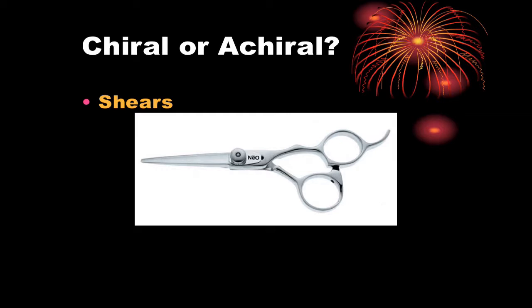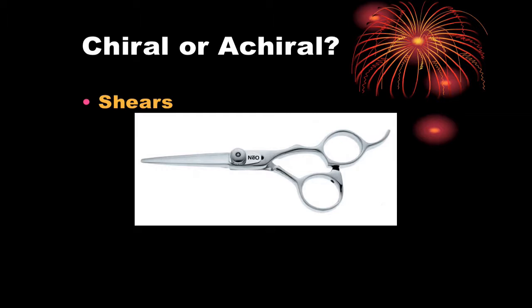Chiral or achiral? They are chiral. And when you go and buy a nice pair of shears, not the cheap little scissors that they give kindergartners, but a really nice pair of scissors, they have left-handed scissors and they have right-handed scissors. And if you've ever seen a lefty person trying to use a pair of right-handed scissors or vice versa, it's painful to watch. It doesn't work. It doesn't really work very well.